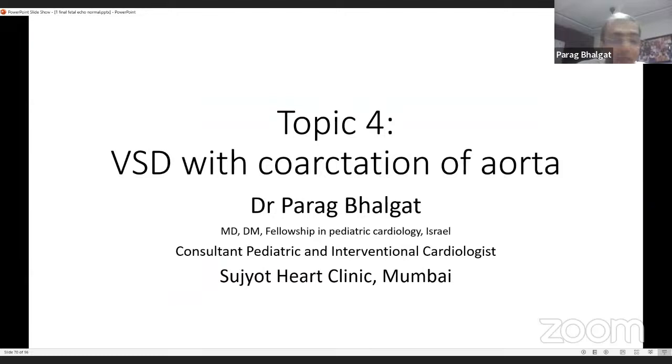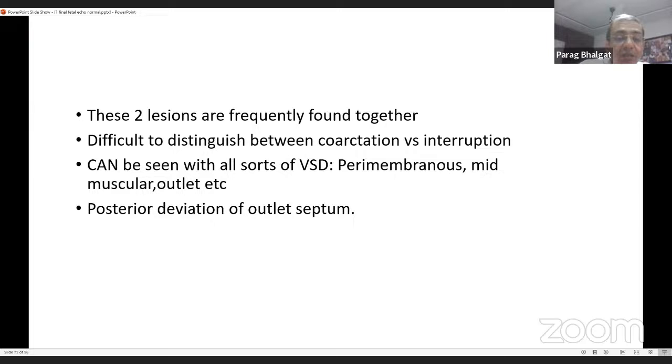Coming to the last topic of this presentation, VSD with coarctation of aorta. These two lesions are frequently found together, and it is difficult to distinguish between coarctation and interruption because interruption is commonly seen with VSD, especially type B interruption, the interruption after the left carotid. That is a type B interruption.